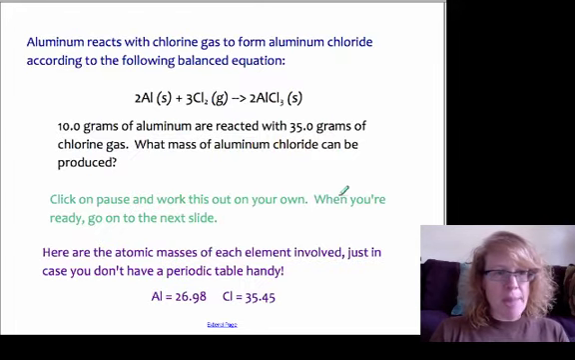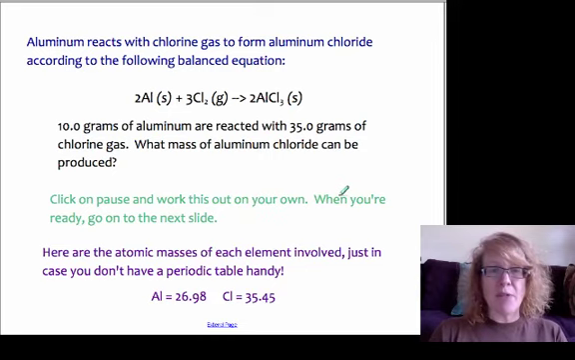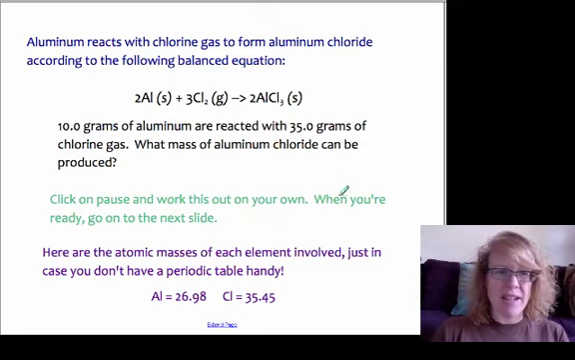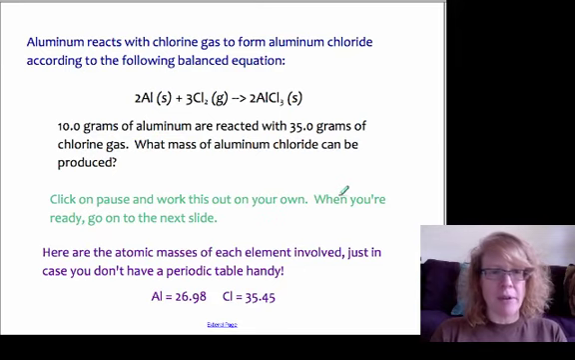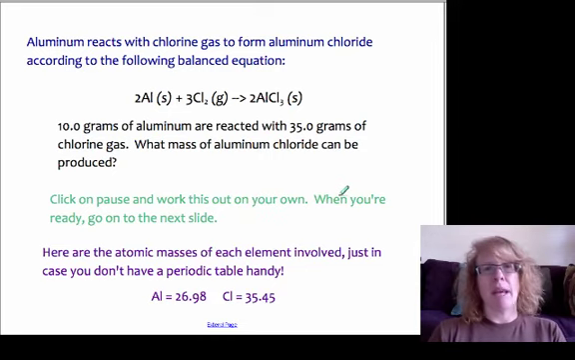Here's an equation up at the top. Aluminum reacts with chlorine gas to form aluminum chloride. According to the balanced equation, I was nice, I gave it to you balanced, 2 aluminum atoms would react with 3 chlorine molecules to produce 2 aluminum chloride molecules. So here's our problem. 10 grams of aluminum are reacted with 35 grams of chlorine gas. What mass of aluminum chloride can be produced?